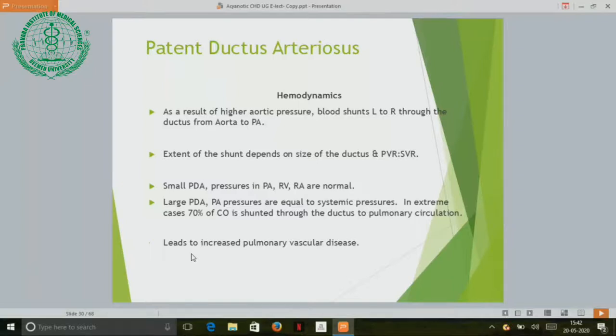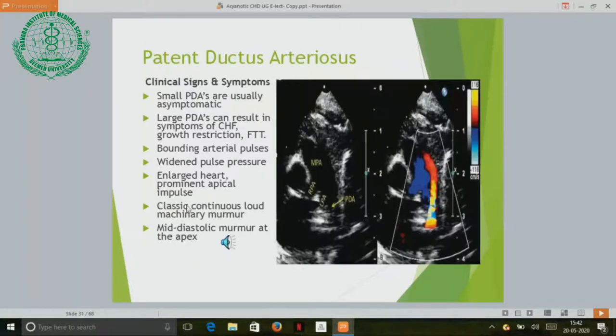The clinical features of patent ductus arteriosus are exactly similar to those of VSDs. So what are the features? Small PDAs can be asymptomatic, but large PDAs can present with similar features like congestive heart failure, growth restriction, or poor weight gain. On examination, peripheral pulses will be bounding, and there will be a wide pulse pressure if you take the blood pressure, because diastolic pressure will be less. So the gap between systolic and diastolic pressure will be increased. This is characteristic of patent ductus arteriosus. And the apical impulse can be prominent.